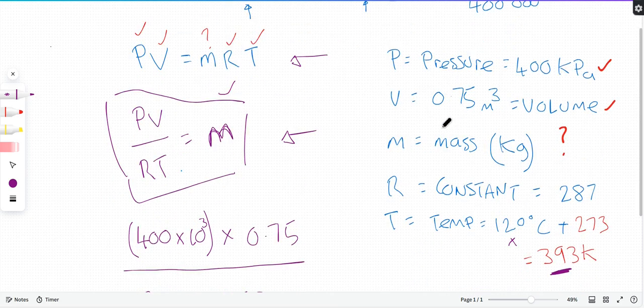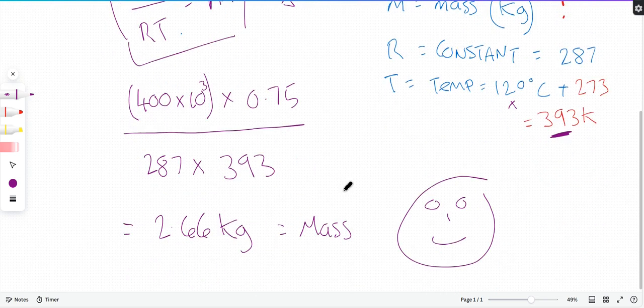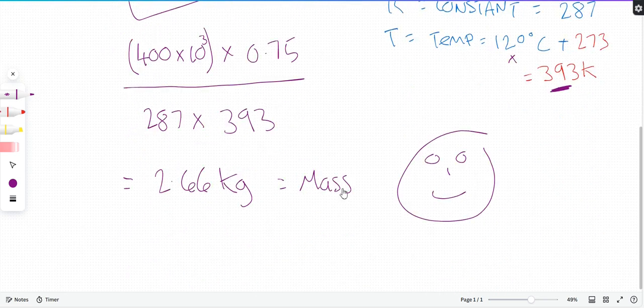The only thing you'll need to be careful about is making sure that your temperature is in Kelvin, and then just put the numbers in. Okay, so there's my answer.